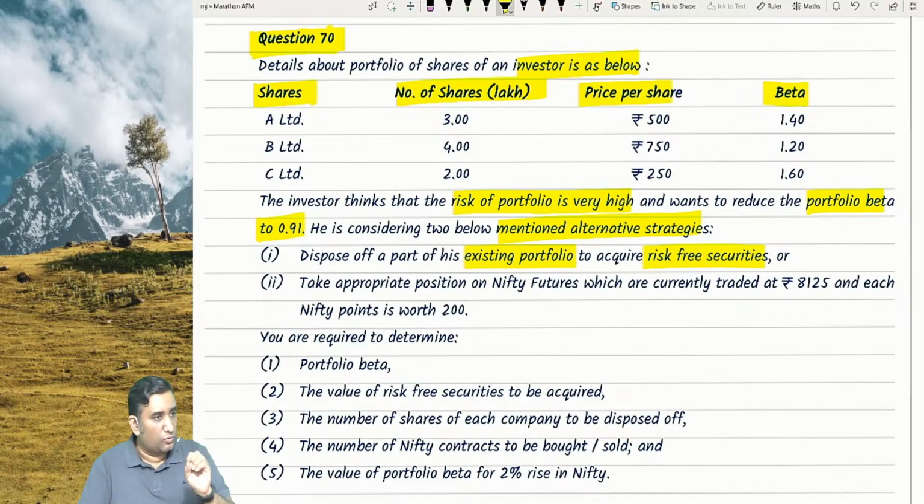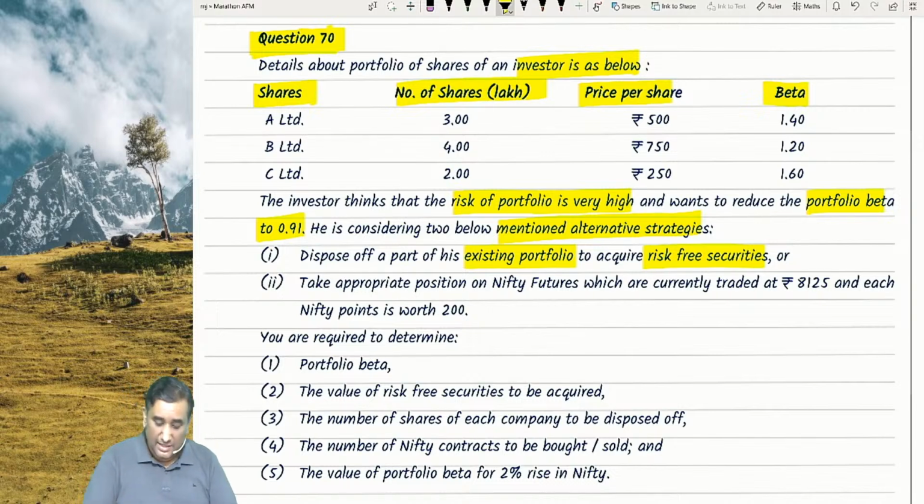That means out of the total, there are two ways. One is I have my existing portfolio, and I want to add risk free and reduce my beta. Second is I have my existing portfolio, and I want to reshuffle my portfolio, reduce something, add something new.